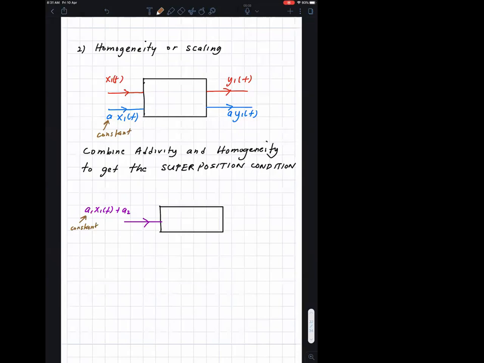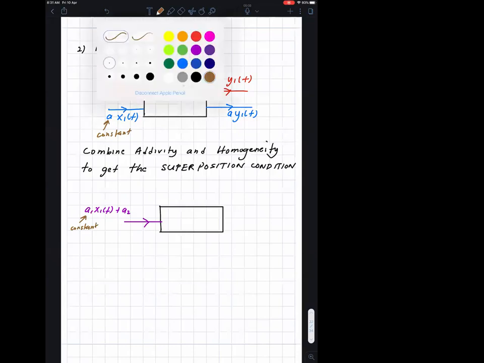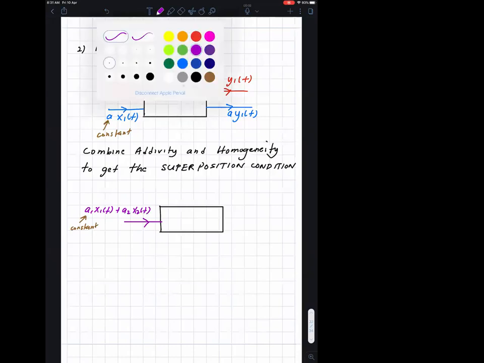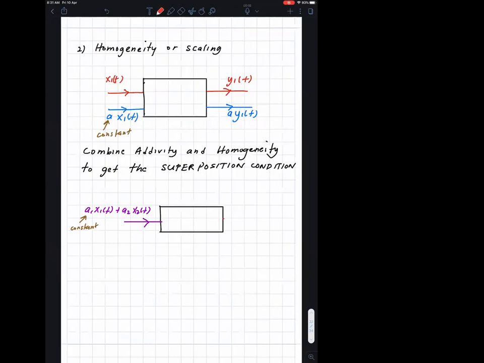So we combine additivity and homogeneity to meet the superposition principle or superposition condition. Then you should get the output also reflecting that: a1·y1(t) plus a2·y2(t). Okay, so this meets both additivity and homogeneity, and this is called the superposition principle.